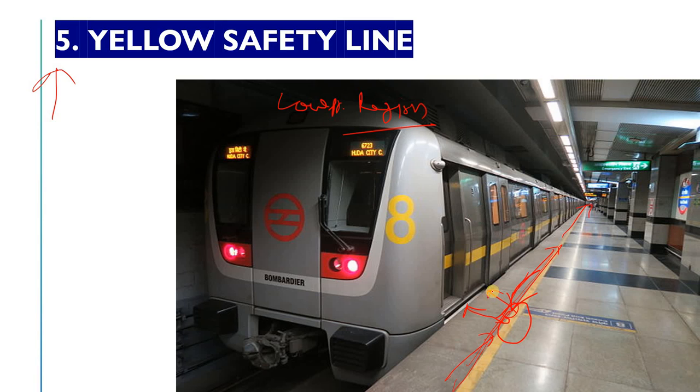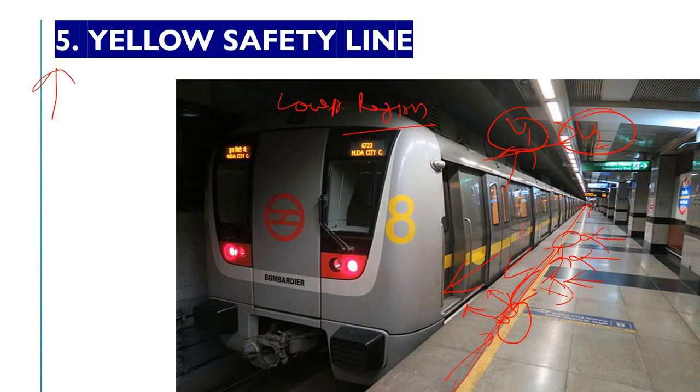So usually it is suggested that please stay away from this yellow line so that you can be safe. Otherwise, because of this low pressure region, if there is any person here, the atmospheric pressure will simply force this person towards the direction of this metro, and there may be some accident. Are you getting my point, what I want to say? Because this train has a high velocity, the low pressure region will be created here and the atmospheric pressure will impact here, and this person can go in the direction of this metro. Are you getting my points?